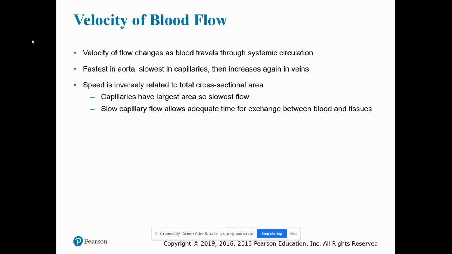in the veins. Speed is inversely related to the total cross-sectional area, and capillaries have the largest area, so they have the slowest flow. And slow capillary flow is actually good because it allows time for exchange between the blood and tissues.